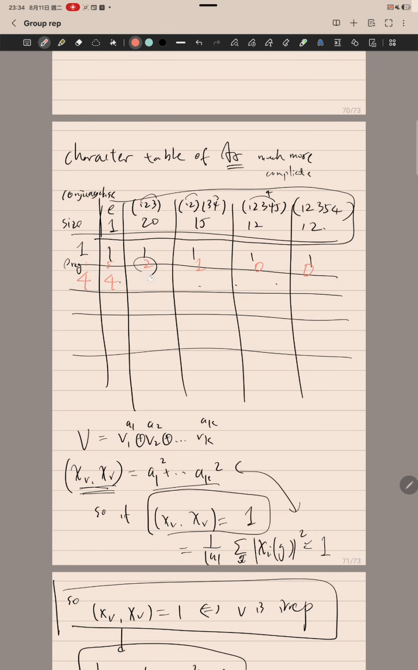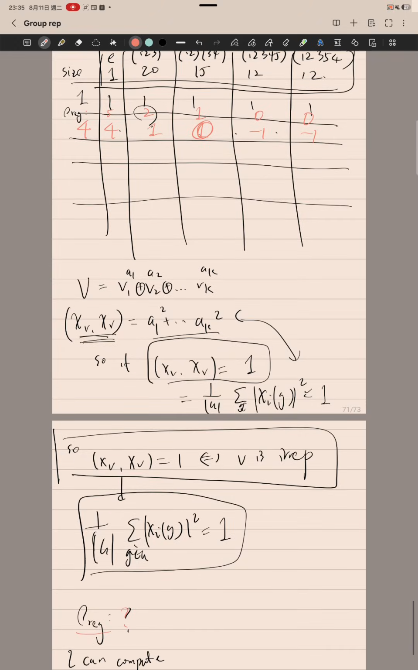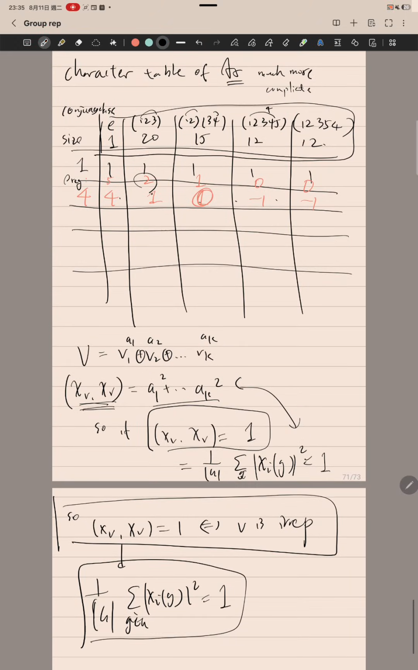And then this is 4, 1, 0, minus 1, minus 1. Okay, so this is a good representation that we finally find, and it is 4-dimensional.